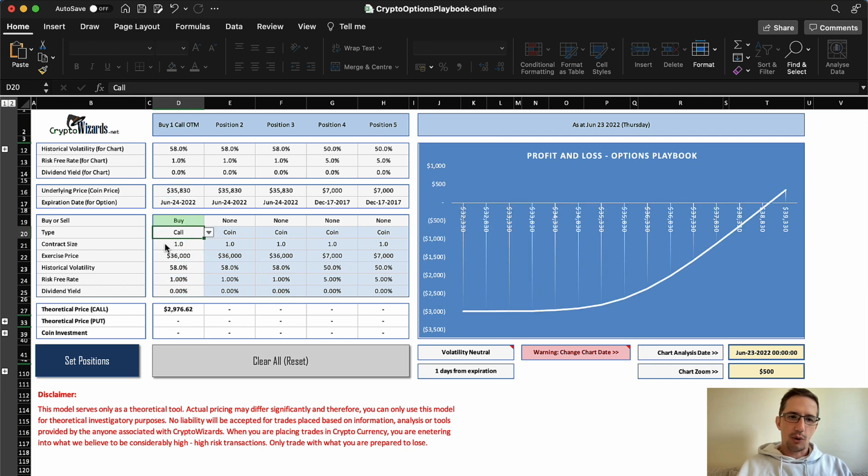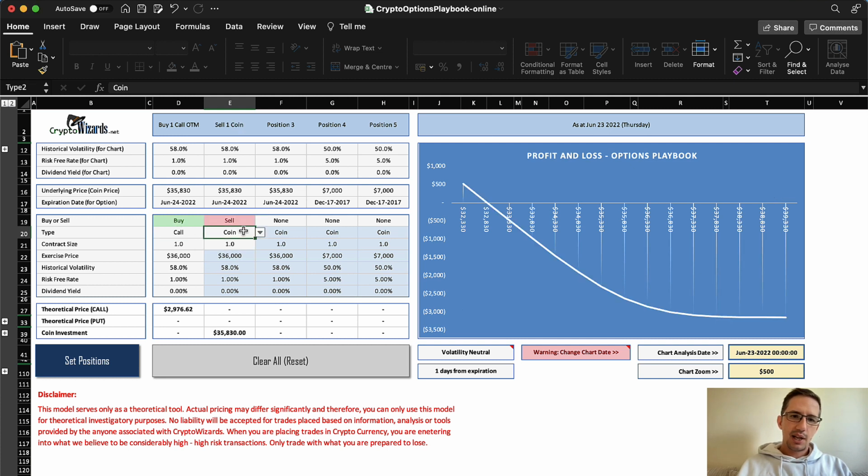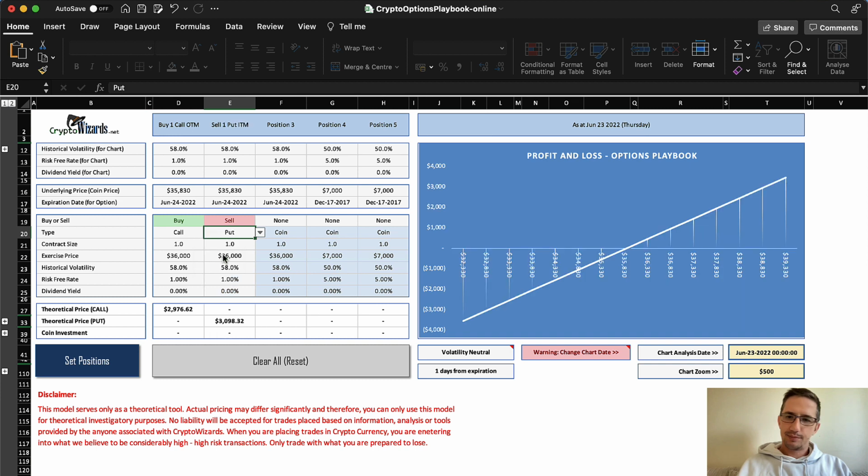Now let's put that back to buying a call option. And let's do something else here. Let's go and sell a put option. What does that look like? So if I go and sell a put option, I have what looks to be pretty much exactly the same as if I was just buying the coin. It makes money when it goes up. It loses money when it goes down. Interesting. Okay. Well, that would make sense.